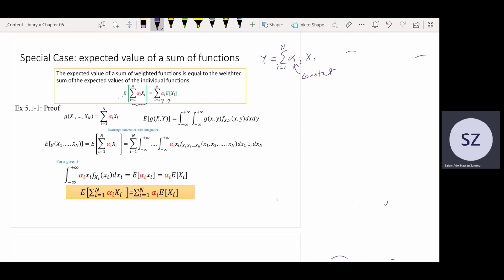Okay. Now the proof of this, if you are interested, you can consider g of x1 up to xn as this expected value, as this summation, and then you write the expected value as the PDF multiplied by the function. Right? So now, if I have n of these, what do I need to do? I need to write the expected value of this function, which is a summation of the many integrals, n integrals of the PDF here, alpha i x.